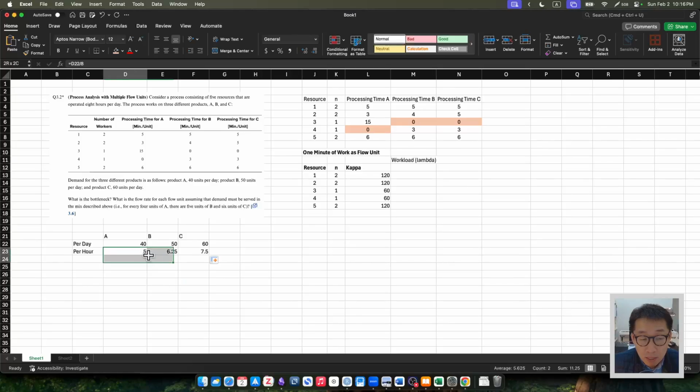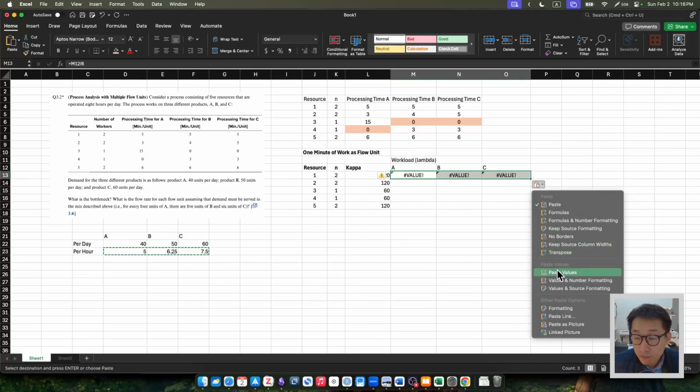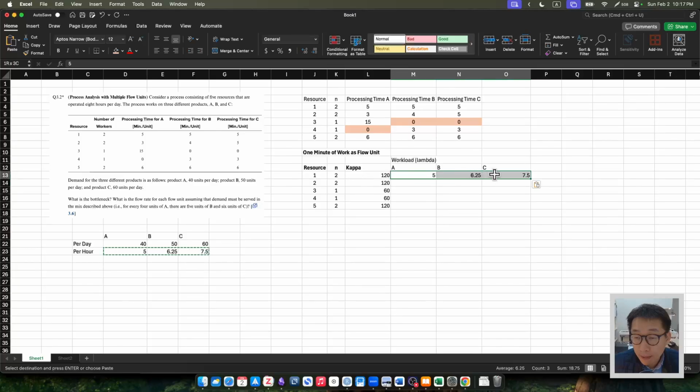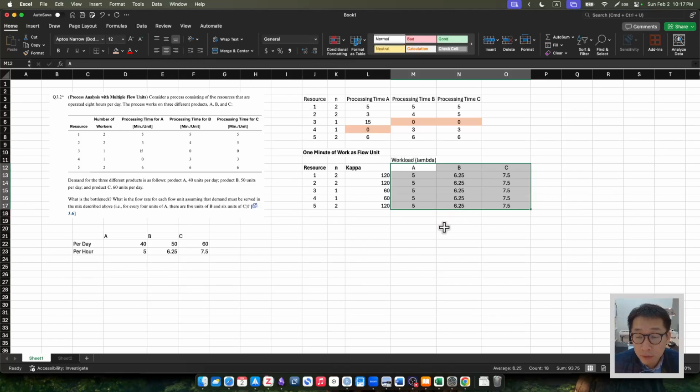So let me do it like this. Oops, let me just paste in the value, and we have it. This is our workload by number of units in each hour. But again, we're using minutes of work as the unit of analysis.